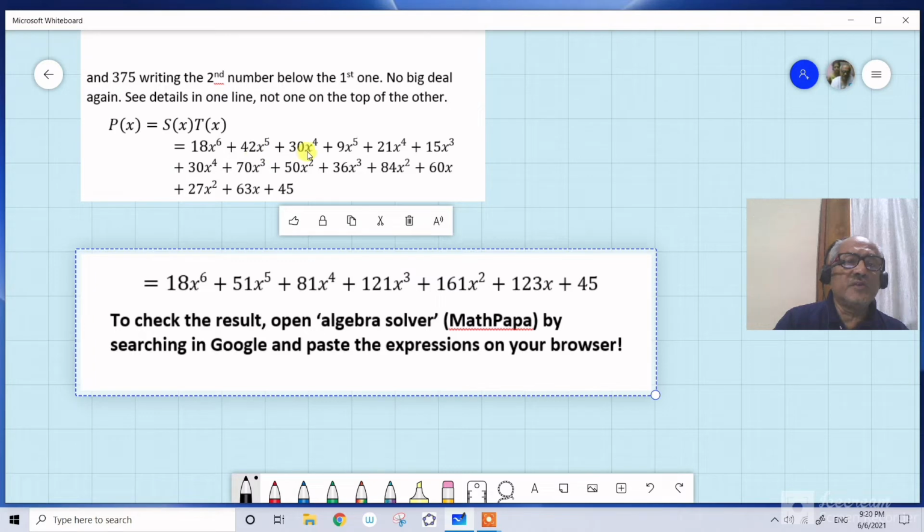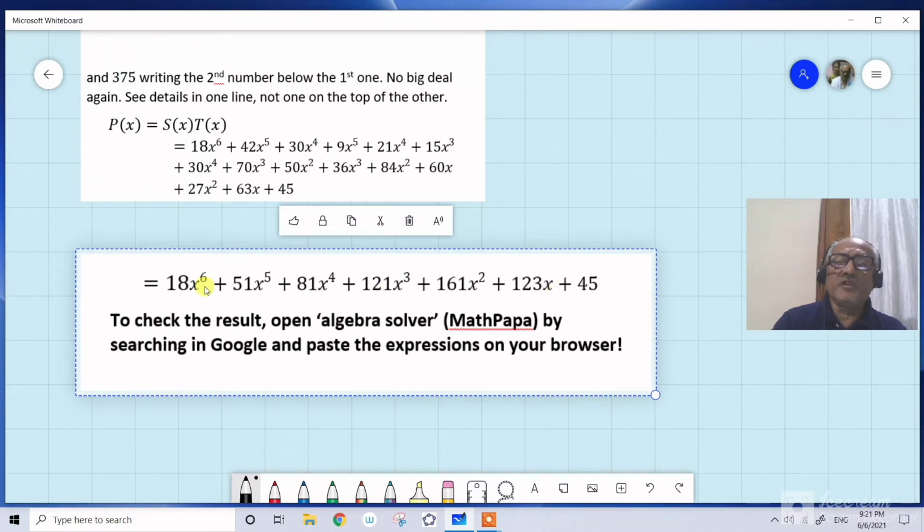This x to the power 4, one term is 30x to the power 4, and there is another term 21x to the power 4, and another term 30x to the power 4. So this is 81x to the power 4. And for x to the power 5 also there are two terms, 42x to the power 5 and 9x to the power 5. That becomes 51x to the power 5. So you collect all these terms of similar power and then give a final expression, and you see that this is also again a polynomial.